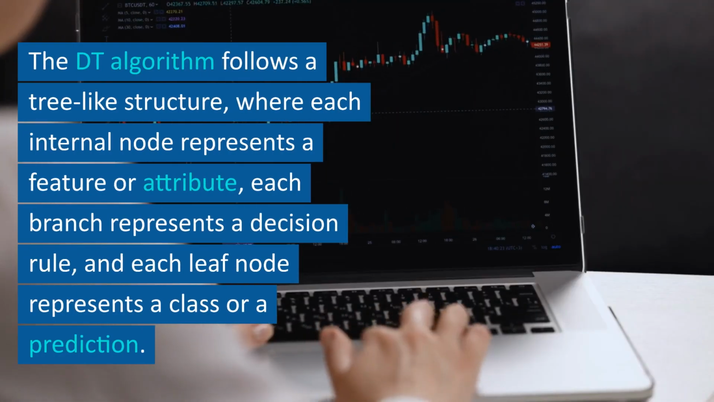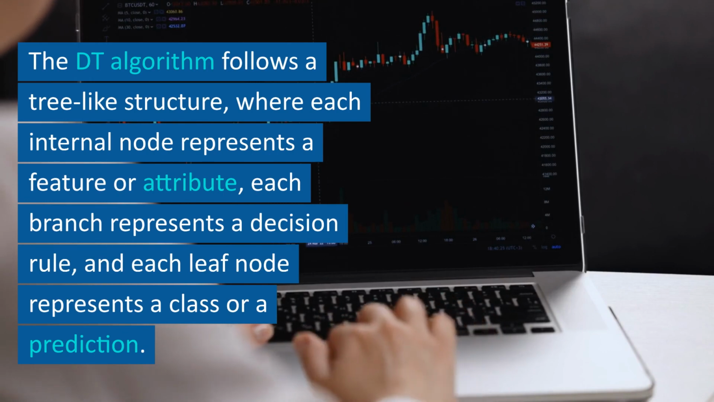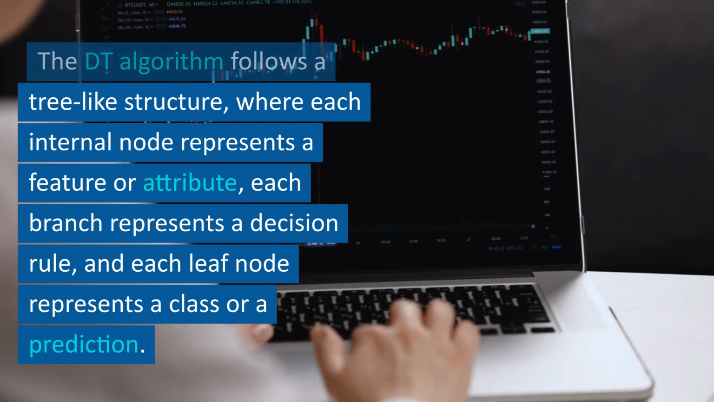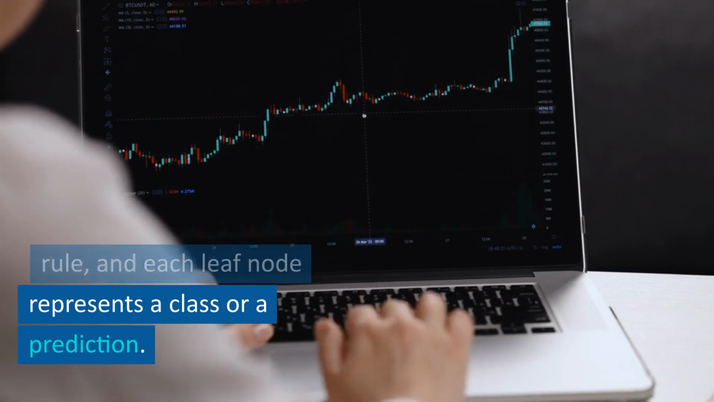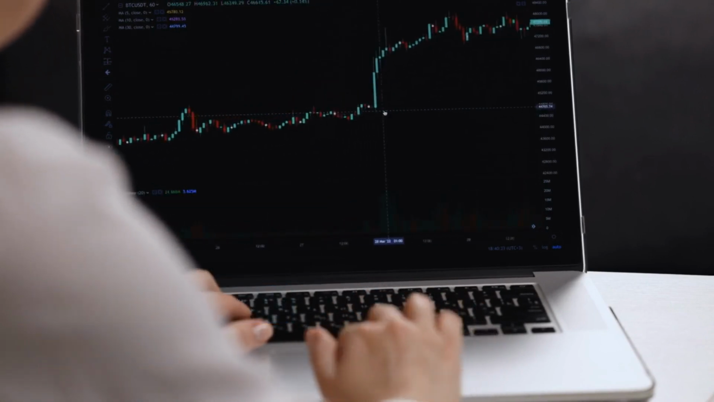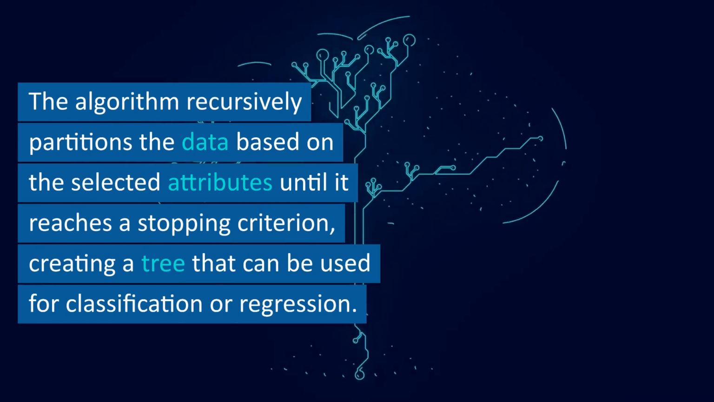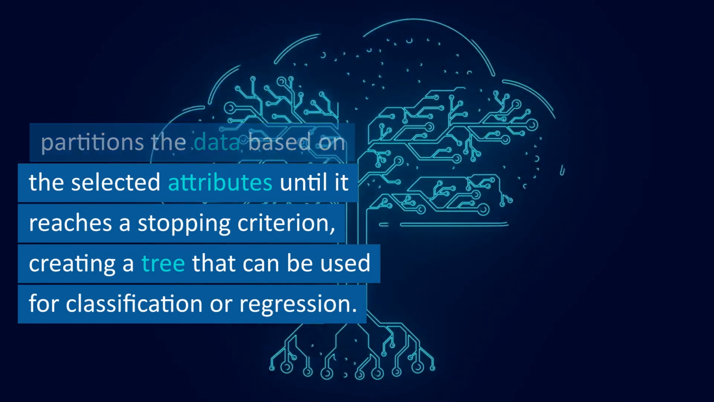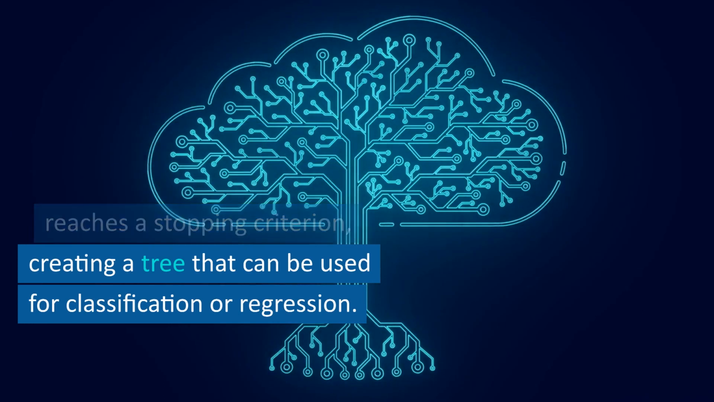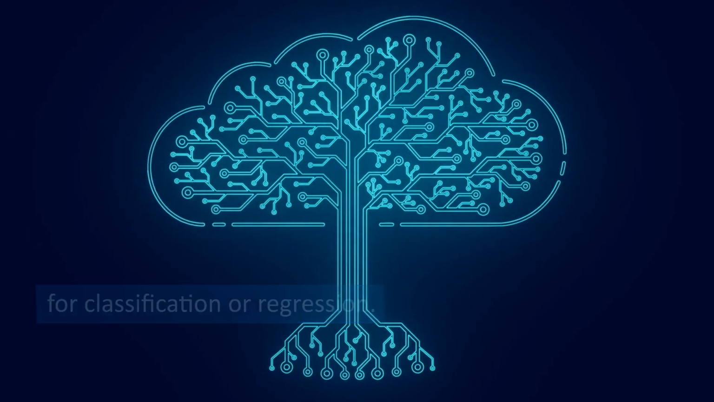Decision Tree Algorithm. The DT algorithm follows a tree-like structure, where each internal node represents a feature or attribute, each branch represents a decision rule, and each leaf node represents a class or a prediction. The algorithm recursively partitions the data based on the selected attributes until it reaches a stopping criterion, creating a tree that can be used for classification or regression.